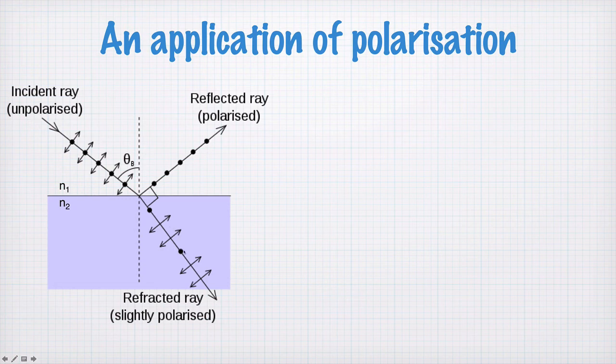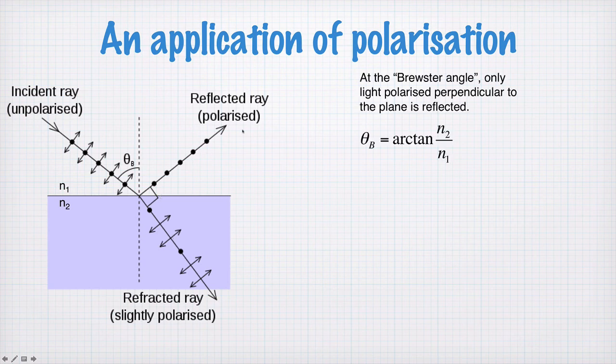Now, not all of the light that is transmitted is vertical, because some of the horizontal will be transmitted as well, but all of the reflected is purely horizontal. Now, a special property of the reflected and refracted waves in this case is that they are at right angles. And you can show that the Brewster angle is given by the arctan of the ratio of these refractive indices.